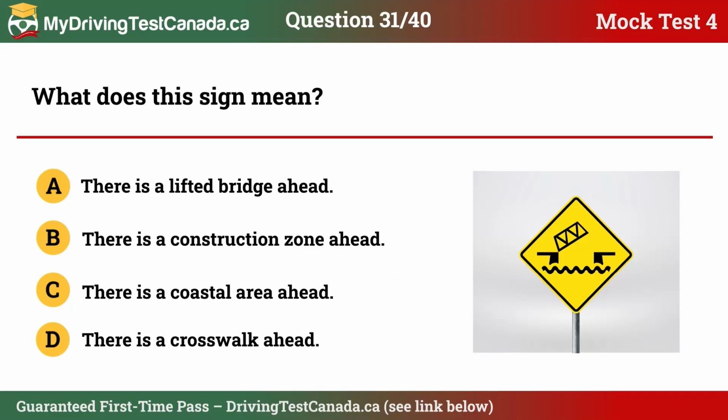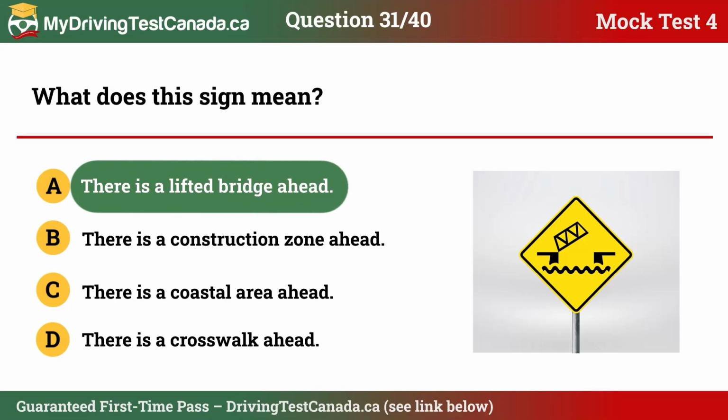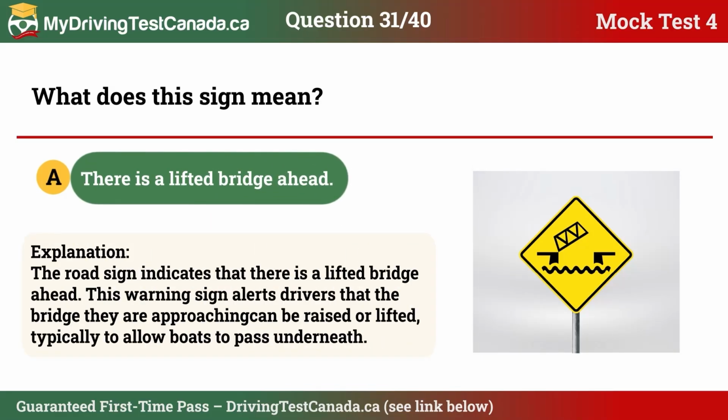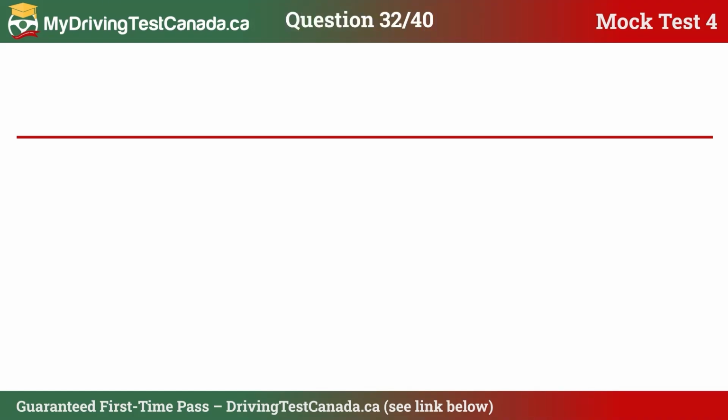The correct answer is A. There is a lifted bridge ahead. Explanation. The road sign indicates that there is a lifted bridge ahead. This warning sign alerts drivers that the bridge they are approaching can be raised or lifted, typically to allow boats to pass underneath. Question 32.